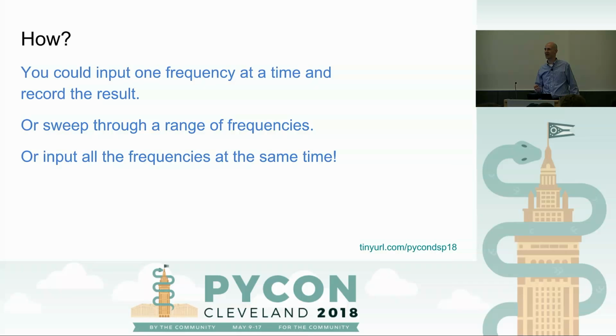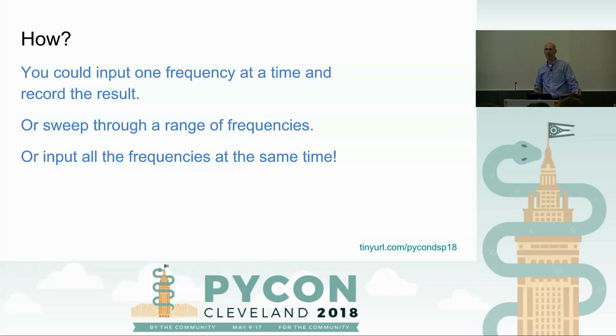If you've done some electrical engineering, you have probably done this, which is one of the ways to characterize an electronic circuit: sweep through a range of frequencies and measure the outputs. But the other possibility is, if the system is linear, then I don't have to put the frequency components in one at a time. I can add them all up. I can input all the frequencies at the same time, and the output will be the same as if I did them all individually and then added them up.